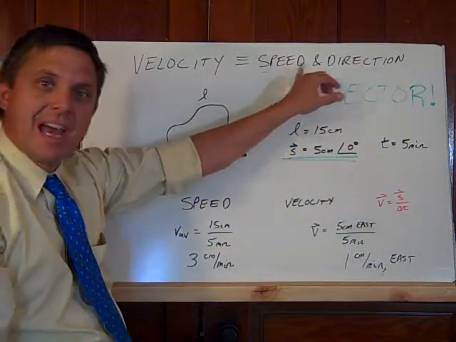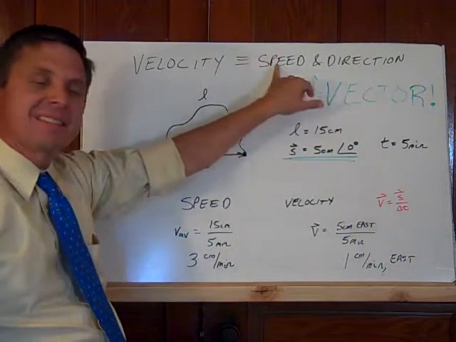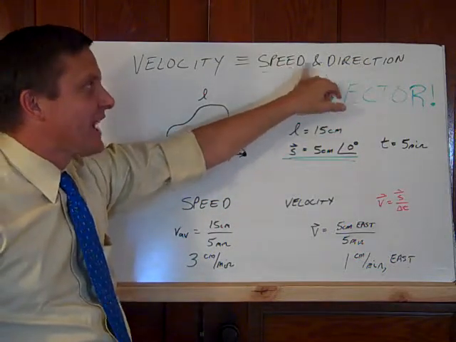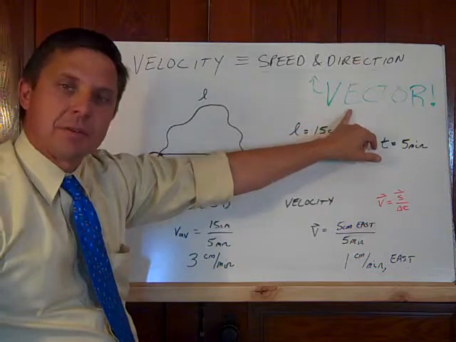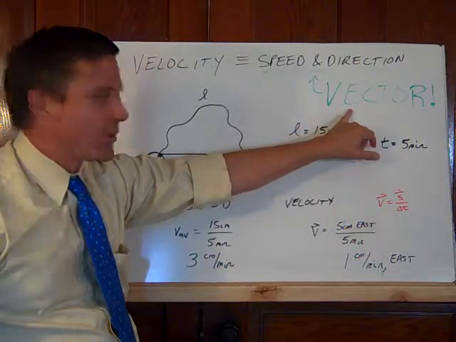So velocity includes speed and direction. Speed is a scalar. Because this has a direction with it, this is a vector: a magnitude and a direction.